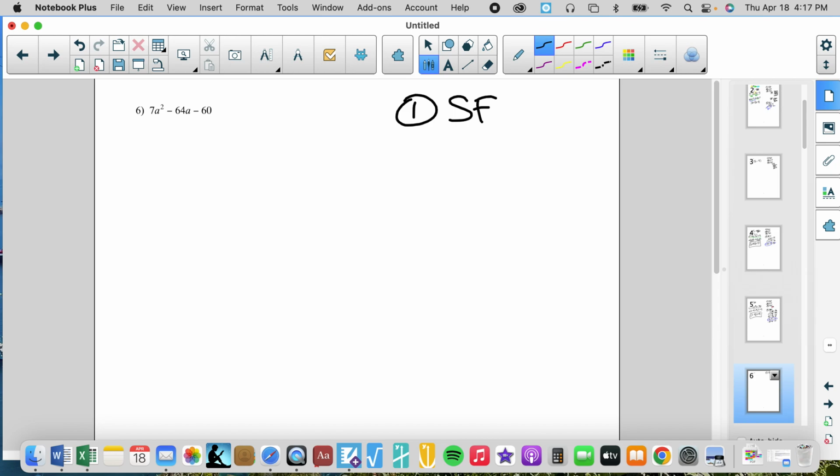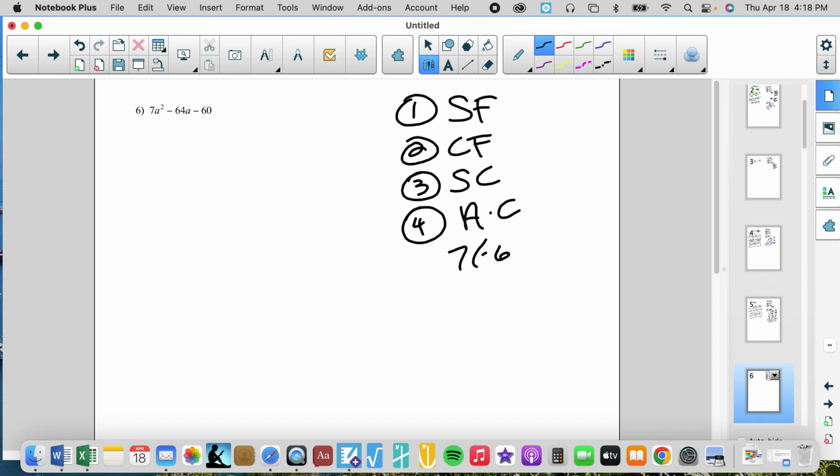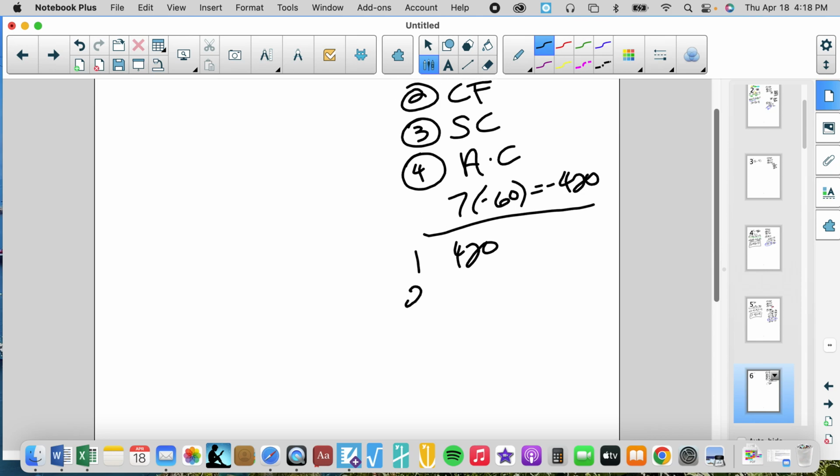Standard form, yes. Common factor, close, but no, 7 doesn't go into 60, nor does it go into 64. Special case, no, 7's not a perfect square. So A times C: 7 times negative 60 is negative 420. Factors of 420. Oh my goodness, we're going to be here for all day.